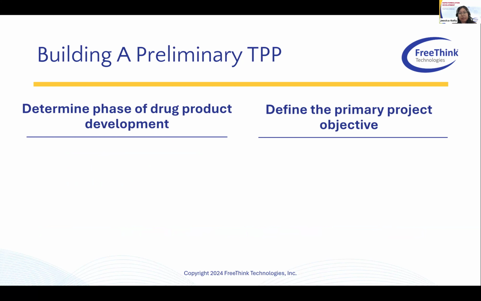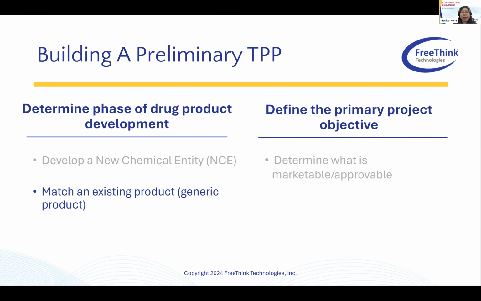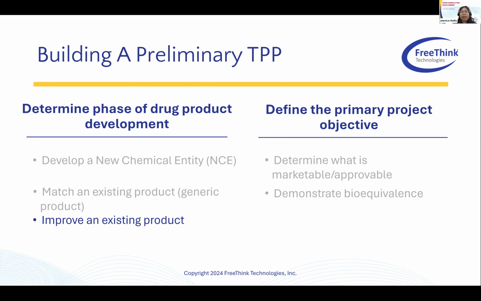So let's talk about what the development phases are and what the primary project goals are for each of these drug phases. So the first category is a new product or a new chemical entity in which there is no previous approval. So the primary objective for these types of projects would be to determine what is marketable or approvable. The second would be to develop a product to match an existing product, which is otherwise known as a generic. And the primary objective for these types of projects is to demonstrate bioequivalence. And the third type is to develop a product to improve upon an existing product. So the primary objective for these types of projects would be to determine what needs to be improved. And how do we go about improving it?